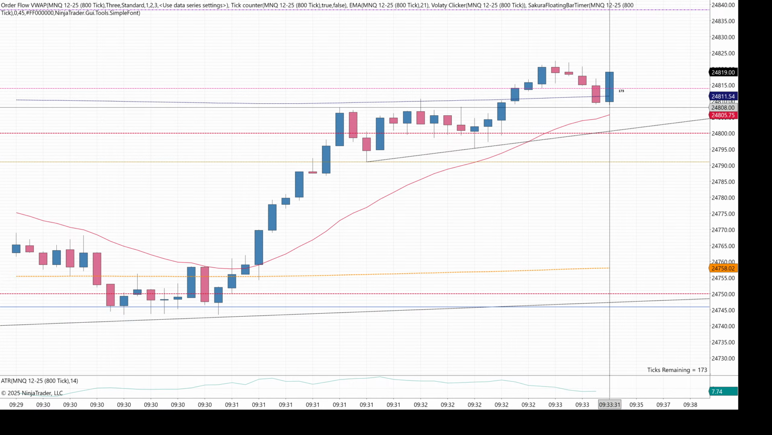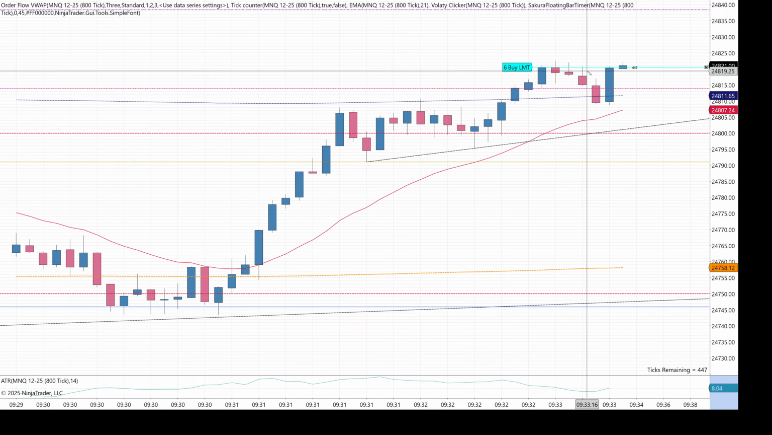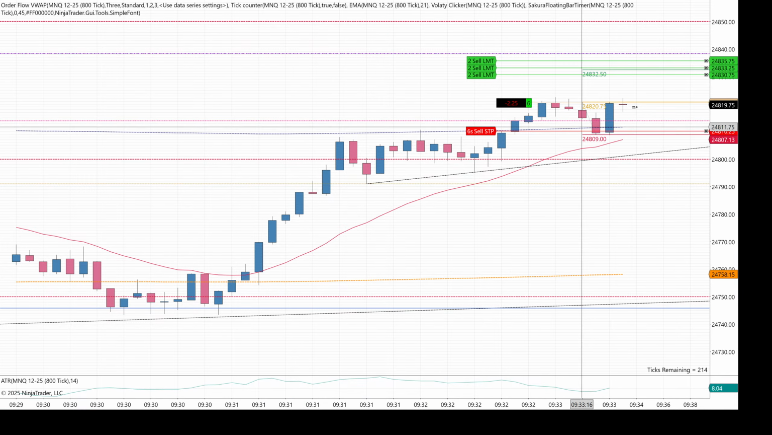This would be a bearish trigger. This would be a bullish trigger right here. We're going to take this one. Let's see if we can. All right, here we go.